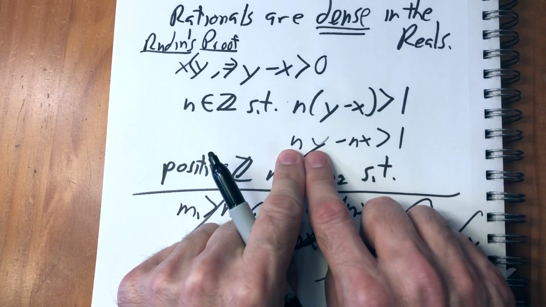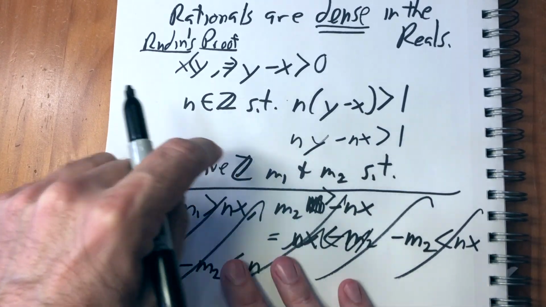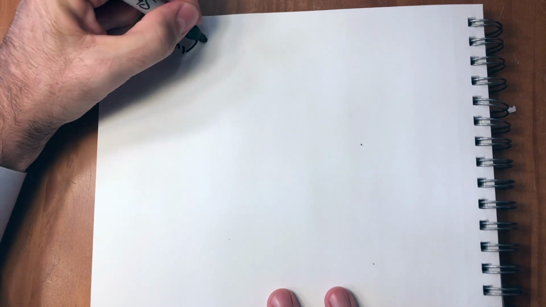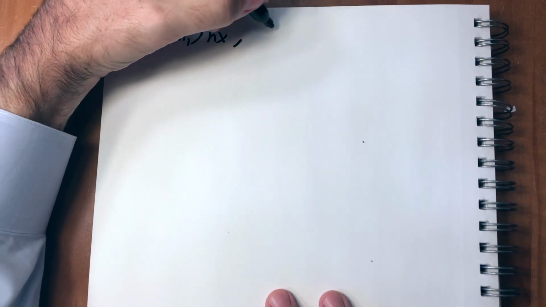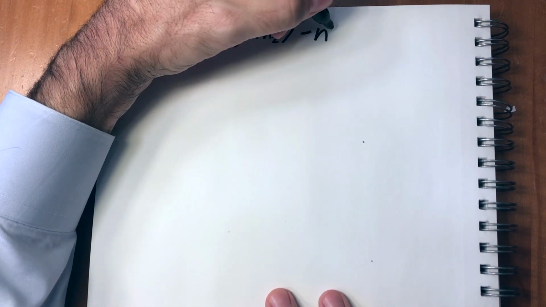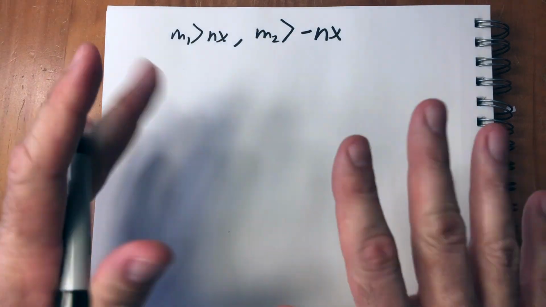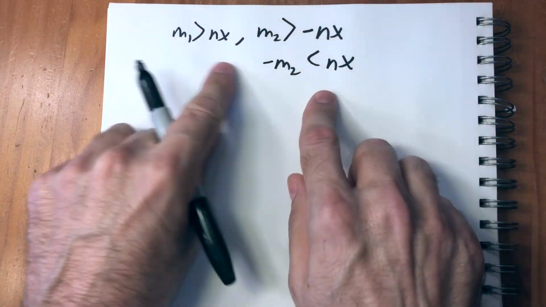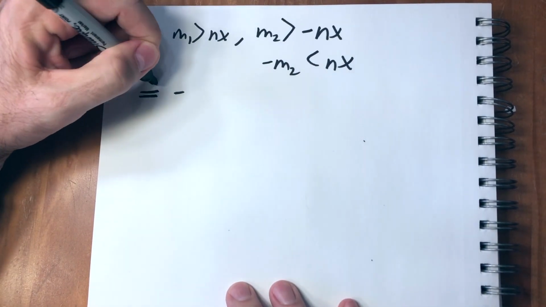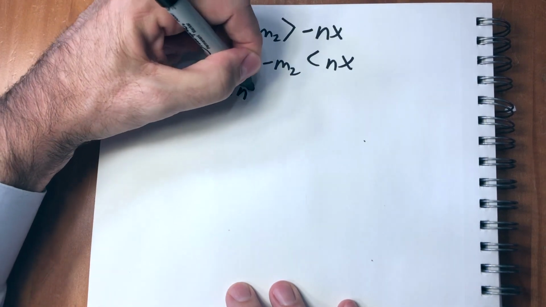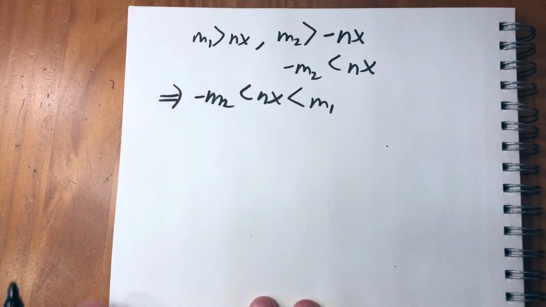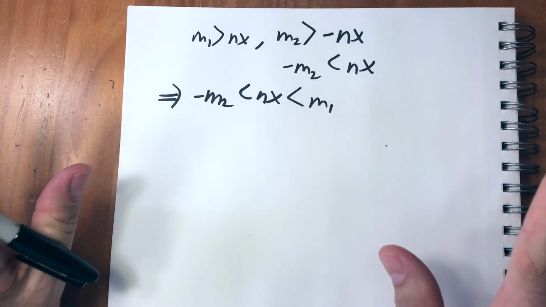So we're at ny minus nx is greater than 1. So there's two positive integers, m1 and m2, such that we have that m1 is greater than nx, and we have that m2 is greater than minus nx. I had that as less than. So now if we flip the sign here, we have that minus m2 is less than nx, okay? So you put these together and you have minus m2 is less than nx is less than m1. So far so good, this is all fine.